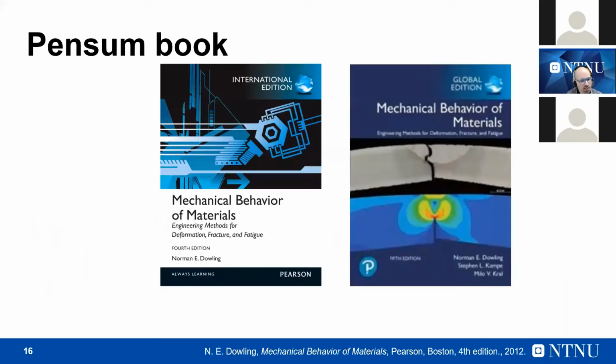So dealing with this part of the lecture, I always refer to these two books. I want to mention that the book from Dowling is almost the most widely used book dealing with the mechanical behavior of materials. And I also want to stress that in 2021 we have the new 5th edition of the book available. Probably you don't know this yet, so I want to stress it in this presentation.